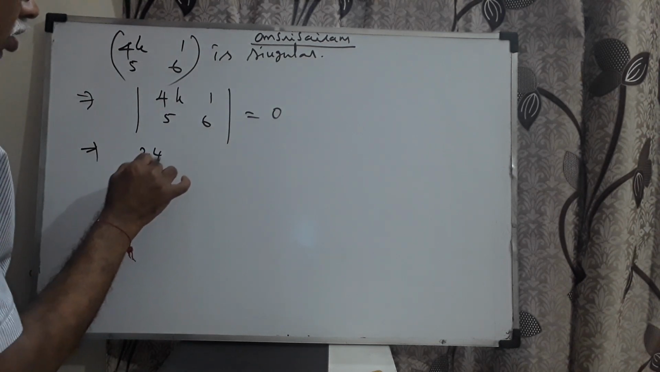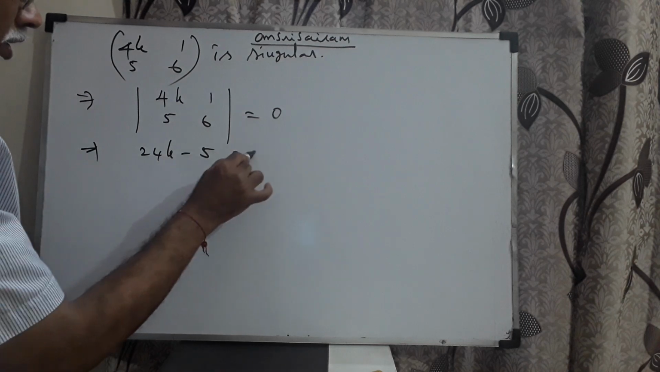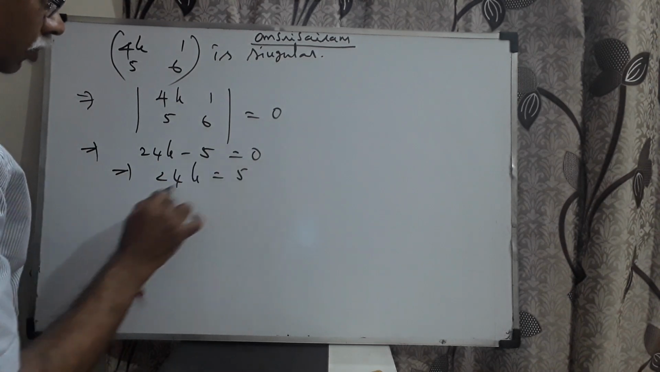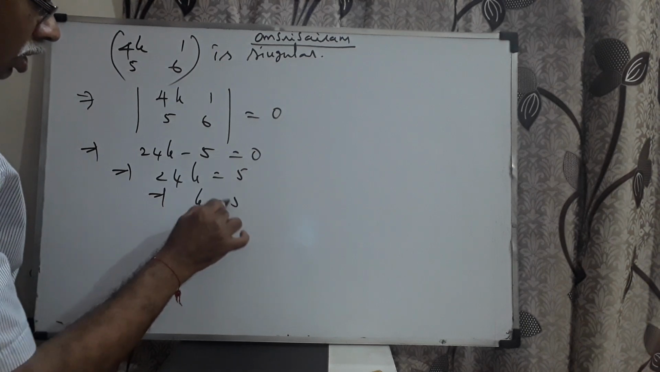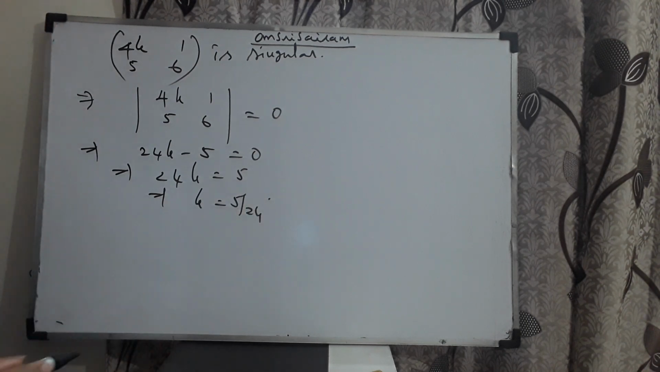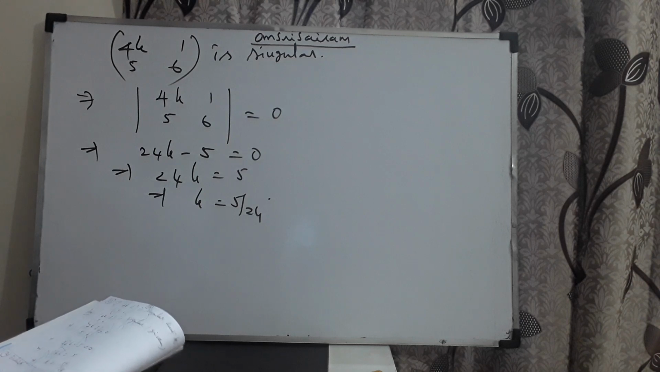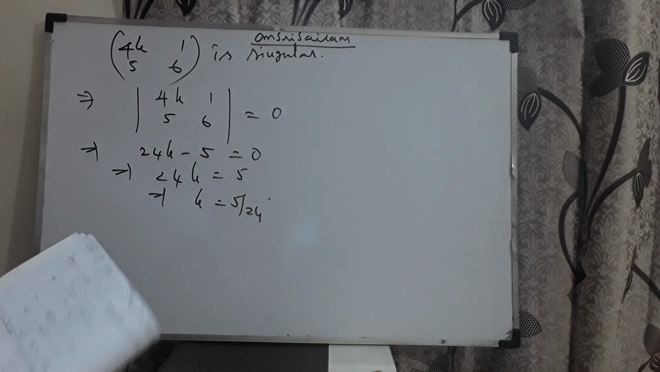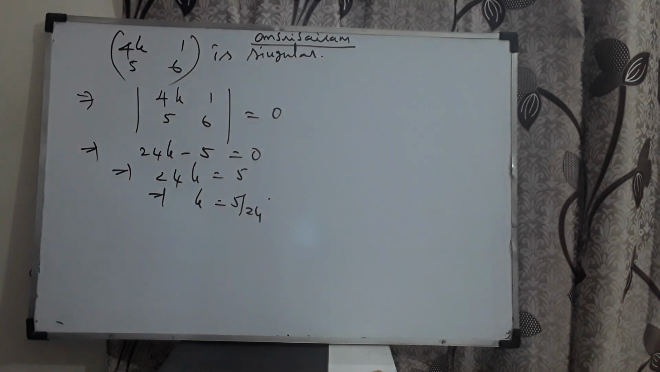Here you mean to say 24 minus 5k is equal to 0. 24 is equal to 5k, which implies k is equal to 24 by 5. Therefore, the value of k should be 24 by 5 for the given matrix to be singular. That is the conclusion you are supposed to give.